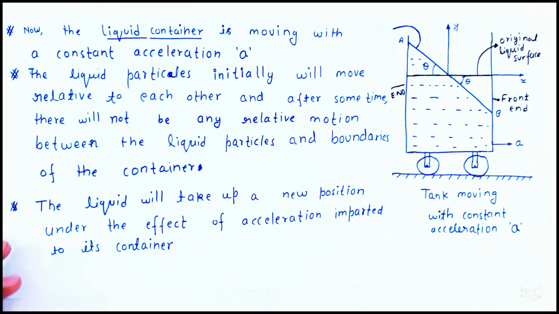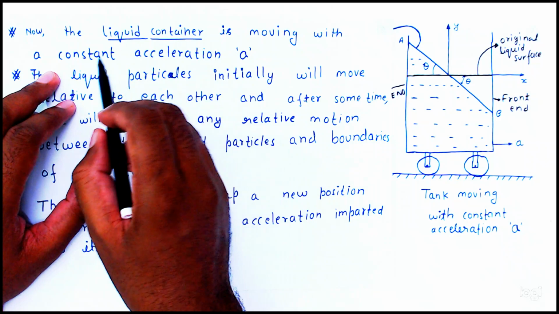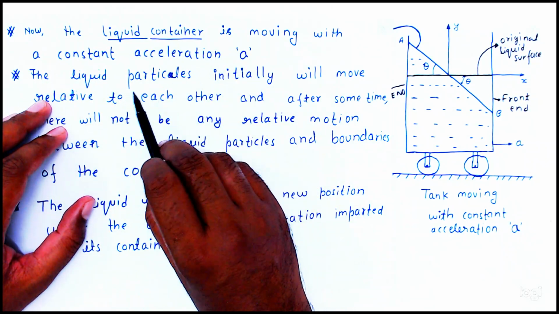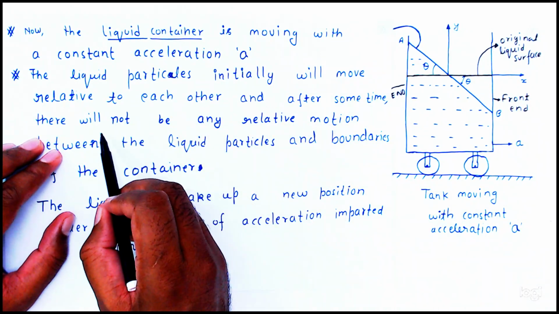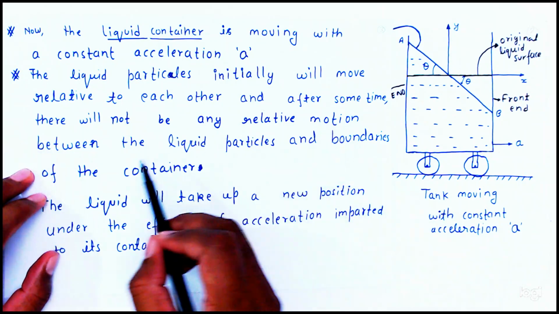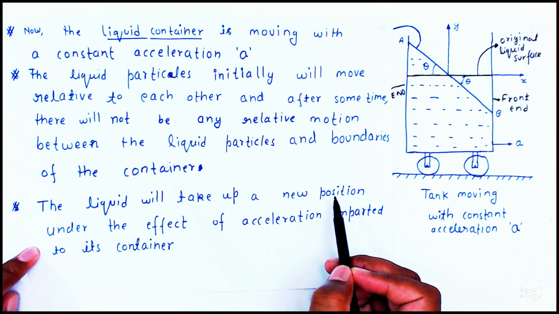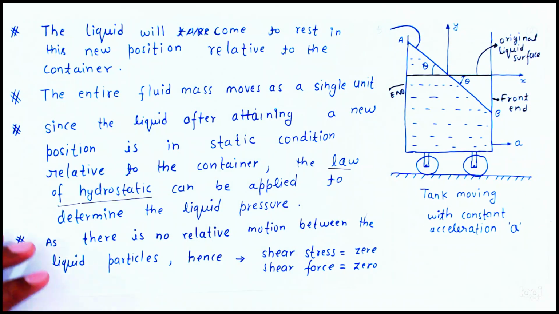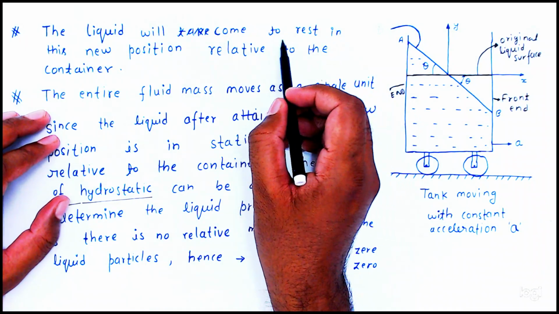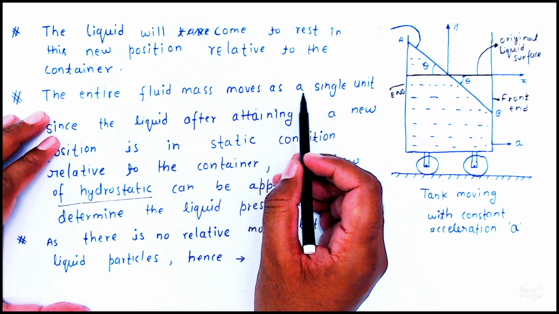Friends, what I told, the same thing is written here. Now the liquid container is moving with a constant acceleration a. The liquid particles initially will move relative to each other, and after some time there will not be any relative motion between the liquid particles and the boundaries of the container. The liquid will take up a new position under the effect of acceleration imparted to its container. Getting, friends? The liquid will come to rest in the new position relative to the container. The entire fluid mass moves as a single unit.